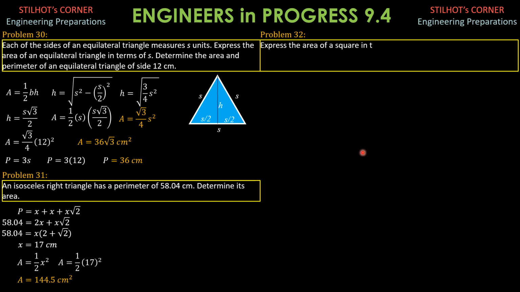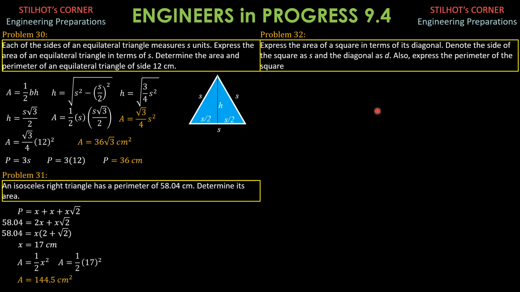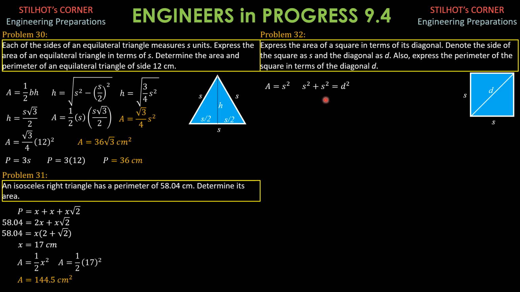Problem 32. Express the area of a square in terms of its diagonal. Denote the side of the square as S and the diagonal as D. Also express the perimeter of the square in terms of the diagonal D. So let's draw a square as our guide. Area is S squared, and S squared plus S squared equals diagonal squared by the Pythagorean theorem. So 2S squared equals D squared. That means S squared is D squared over 2.